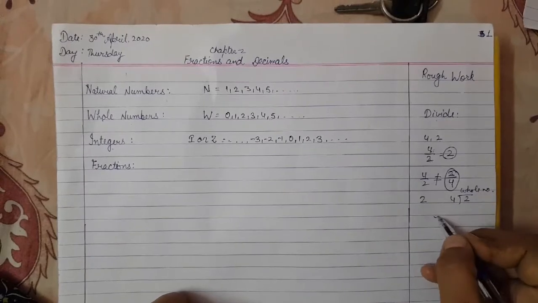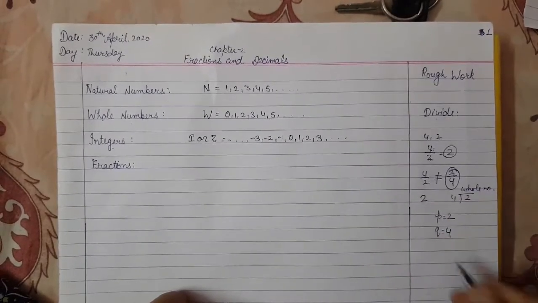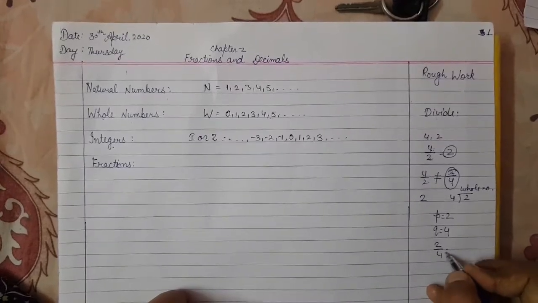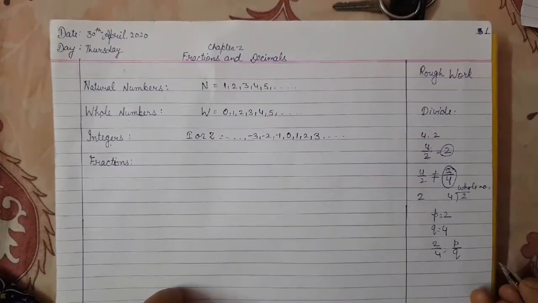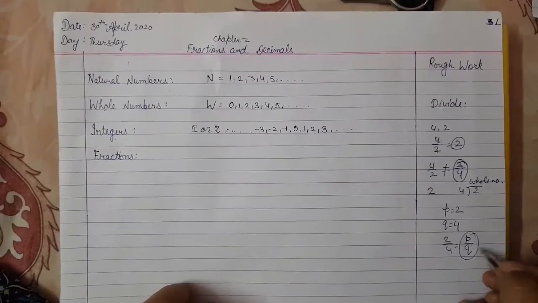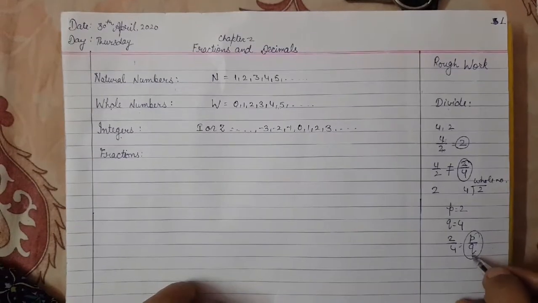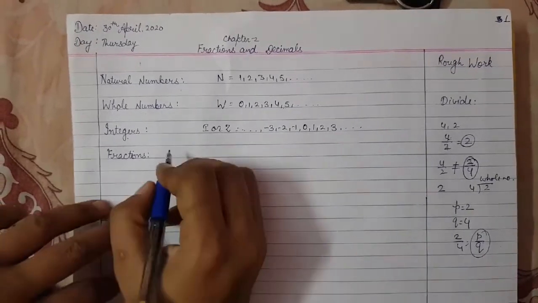If I take P equals 2 here and Q equals 4 here, then 2 upon 4 is equal to P upon Q. So the numbers which are written in the form of P upon Q are called fractions. New numbers are being introduced here, called fractions. So what is the definition of a fraction?